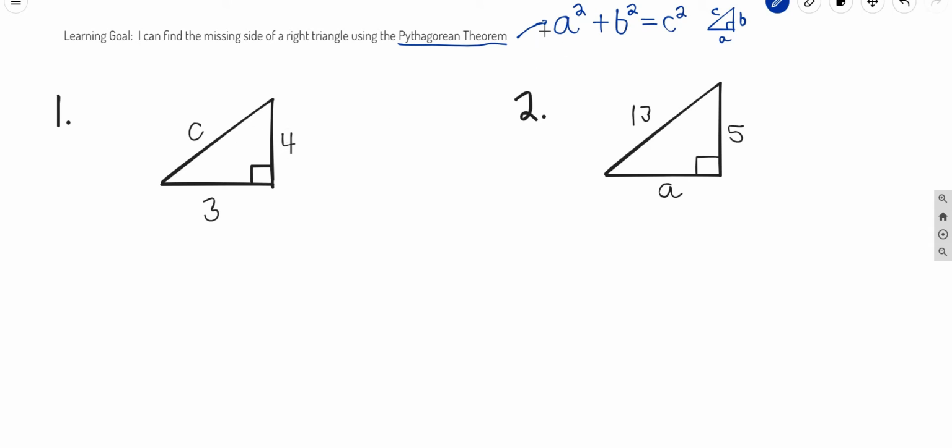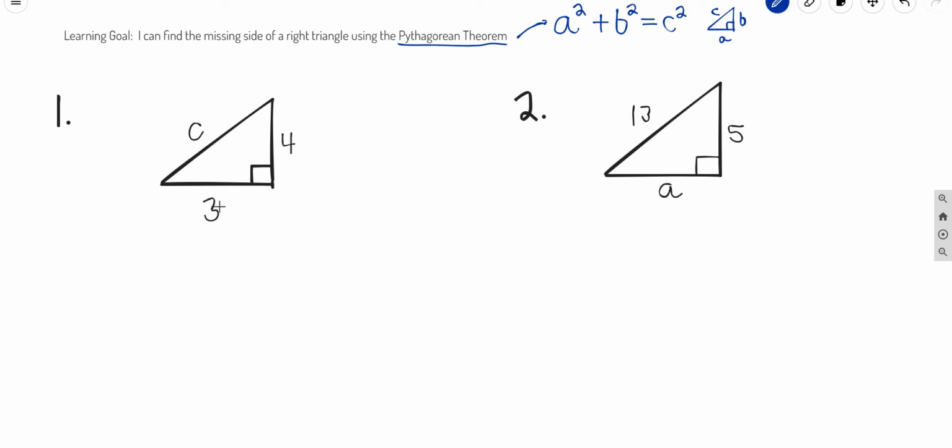So let's just quickly recall that the Pythagorean theorem says that if you have a right triangle like this, where a and b are its two short sides, also called legs, then a squared plus b squared equals c squared, where c is called the hypotenuse. c is the longest side of our triangle. So let's jump right in.